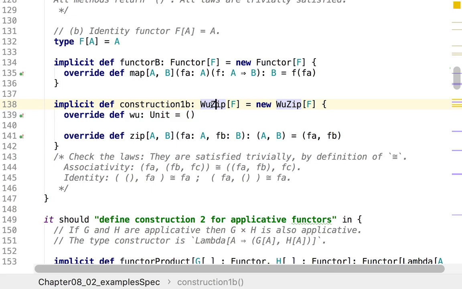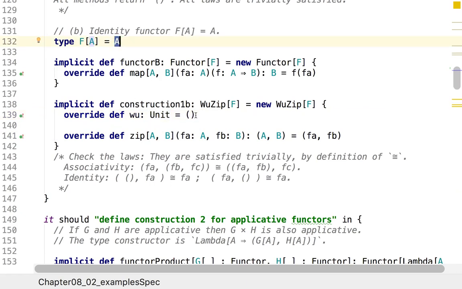To define a type class instance for woozip, it is required to have a functor type instance. And so that's why I will always define first a functor instance for a type constructor, and then a woozip instance. So how do we define a woozip instance? Well, we just need to define the wrapped unit and the zip. In this case, the wrapped unit is just unit. There's no structure that wraps here or anything, so it's just unit.